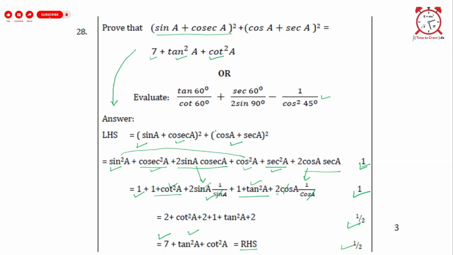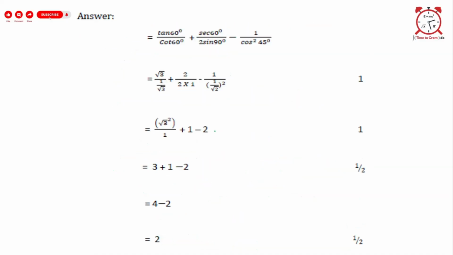Okay students, let's go ahead to the next sum. One more sum is in the internal option. So a trigonometric value based sum: tan 60 degree upon cot 60 degree plus sec 60 degree upon 2 sin 90 degree minus 1 upon cos square 45 degree. So as per the trigonometric table, tan 60 equal to root 3, cot 60 equal to 1 upon root 3, sec 60 equal to 2 and sin 90 equal to 1, cos 45 equal to 1 by root 2 and square, so bracket over square.